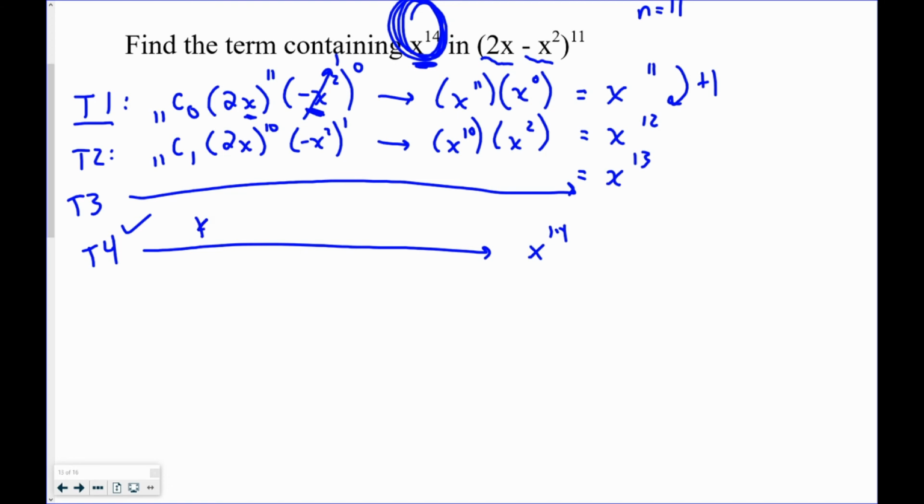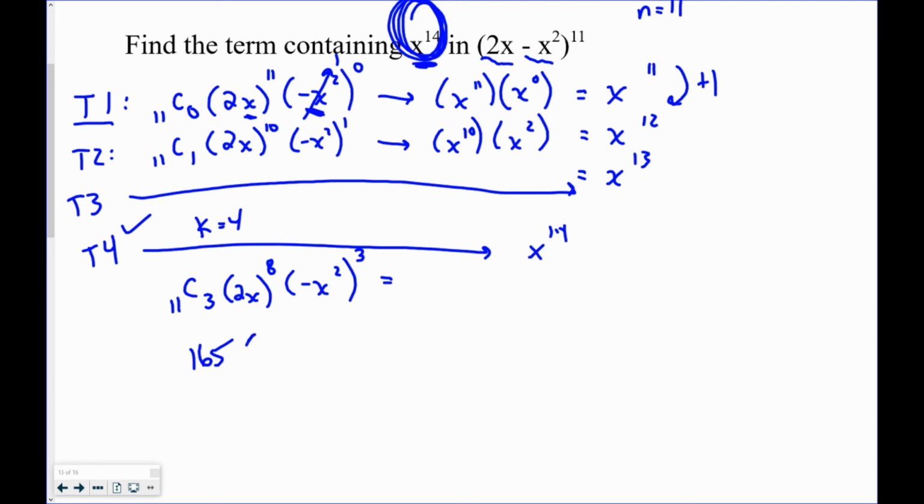So k value is 4, right? N is 11. So 11 C (k minus 1) which is 3, 2x. And it's 11 minus 3 is the power, so it's 8. And then negative x squared. This plus this power has to equal 11, so this has to be 3. That's how I like to do it. Go calculate it out. You'd have your calculator. I believe you get 165 for the combination.